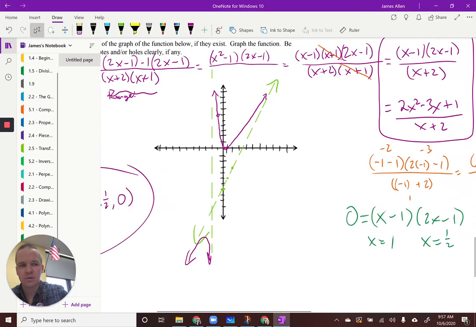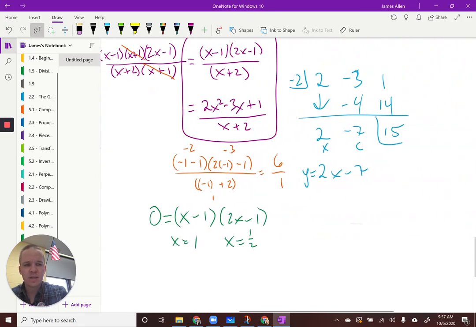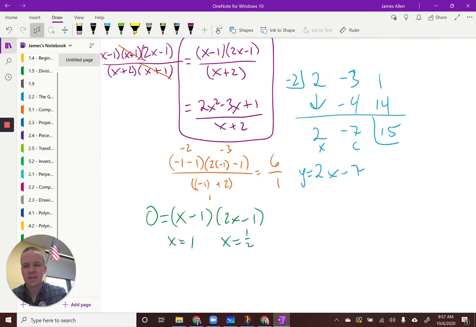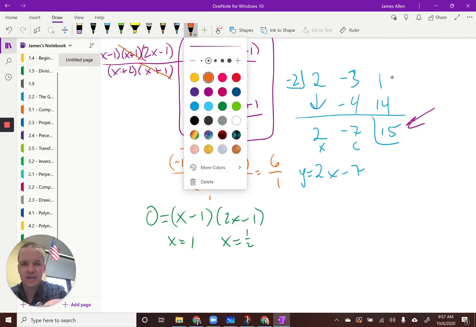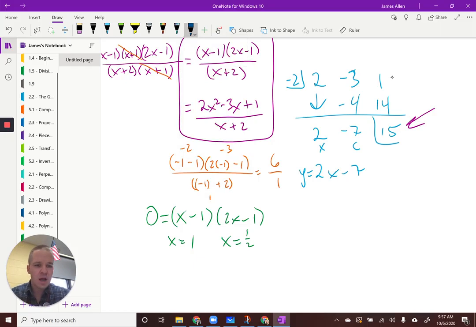So I'm going to pop over to this here. Remember how we said that this remainder didn't really matter? It doesn't matter for the purpose of getting the oblique asymptote. But what's actually happening? Well, when we divide this all out, and this is a sidebar here, this is some fun information. I'm going to go with this blue color.